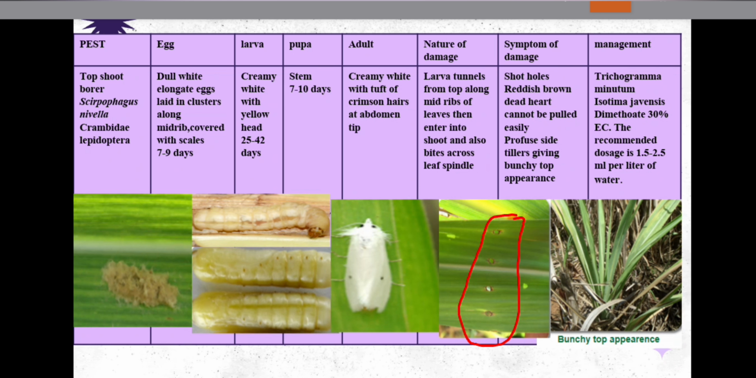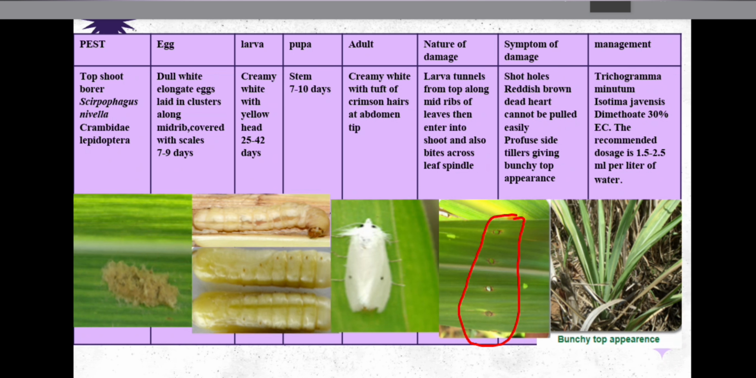And next, dead heart. Why? As it is entering into the stem, you will definitely find a dead heart. As it is feeding inside the stem, automatically you can see the dead heart, but you cannot pull the dead heart easily. In case of early shoot borer, the dead heart is rotten and we will get a bad smell. It can be pulled out easily, but in case of top shoot borer, this dead heart does not produce any offensive smell and it cannot be pulled easily.